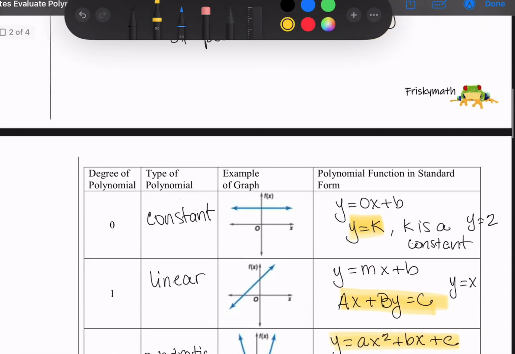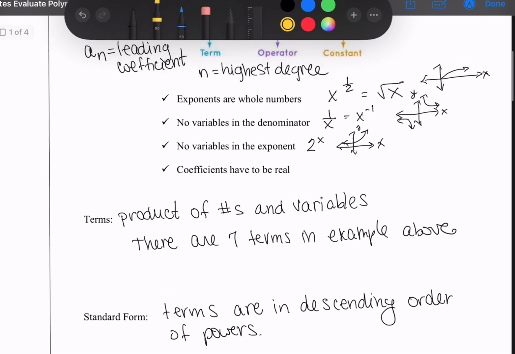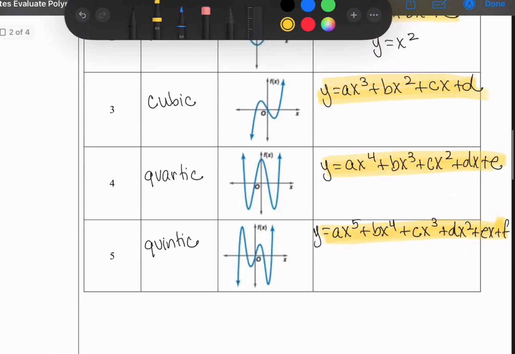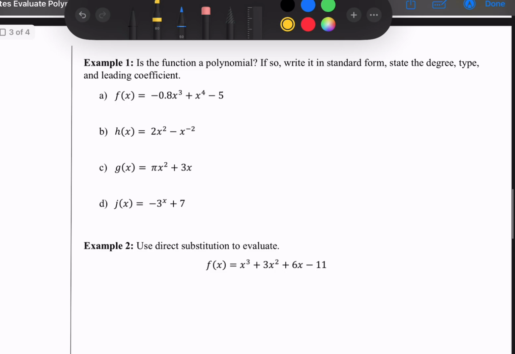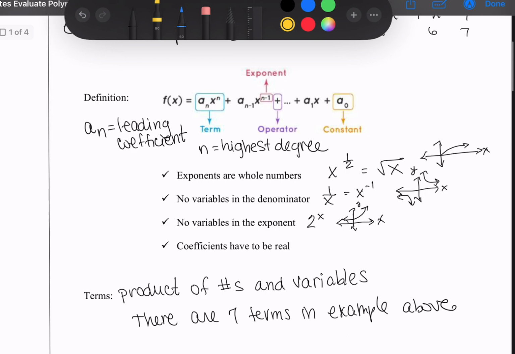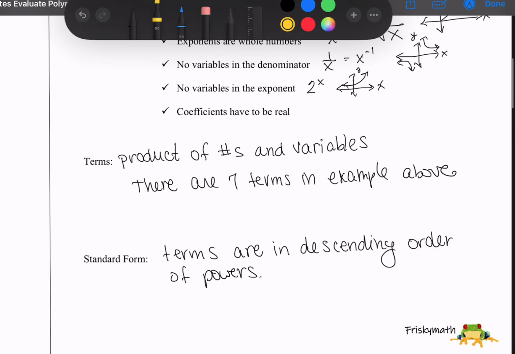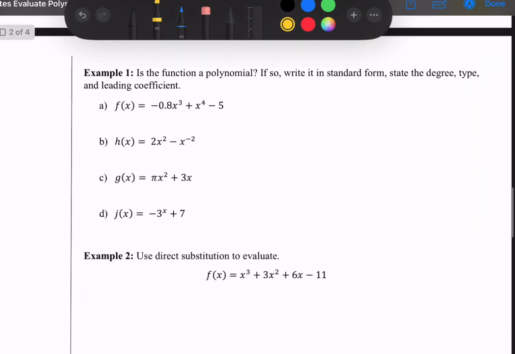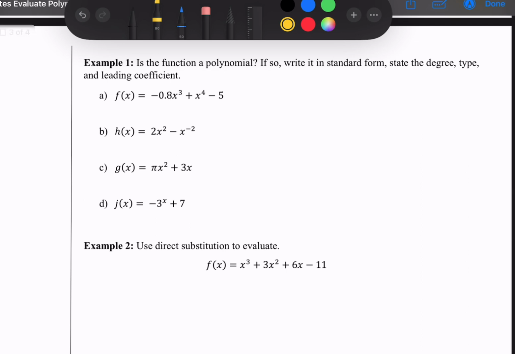Okay. Next one. Are there any variables in the denominator? I did not see any variables in the denominator. Awesome. All the variables are in the numerator. Are there any variables in the exponent? And are the coefficients real? Let's see. Any variables in the exponent? Nope, my exponents were all 3, 4, or 0. And all my coefficients are real. So in fact, this is a polynomial function. So we'll say yes. If so, make sure it's in standard form.